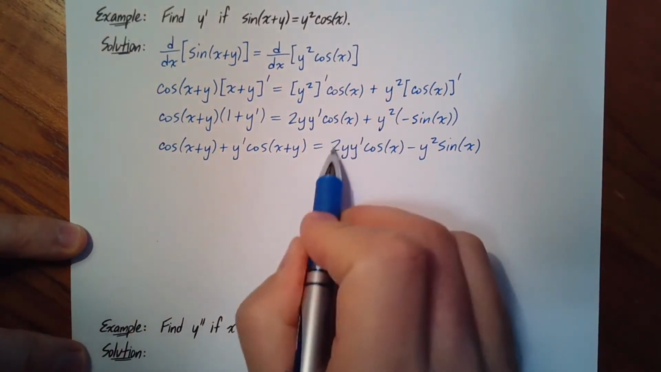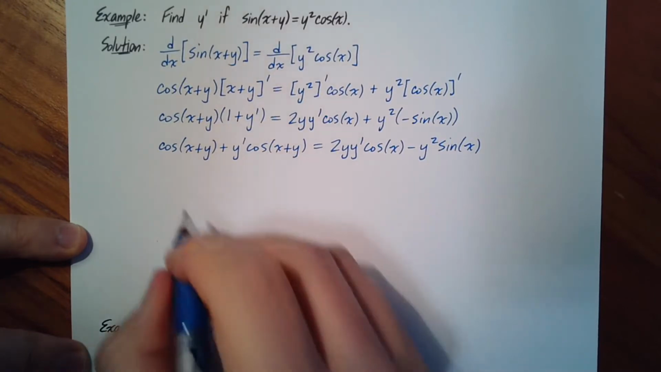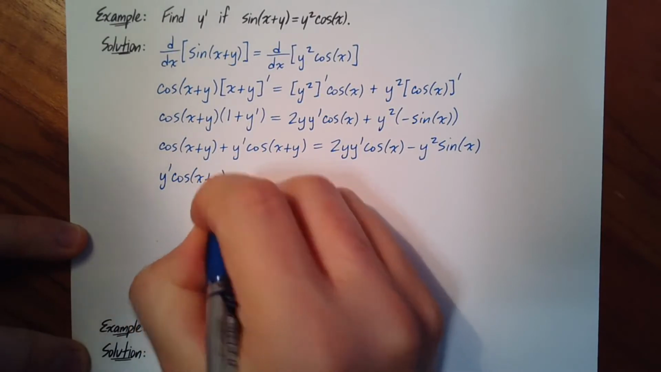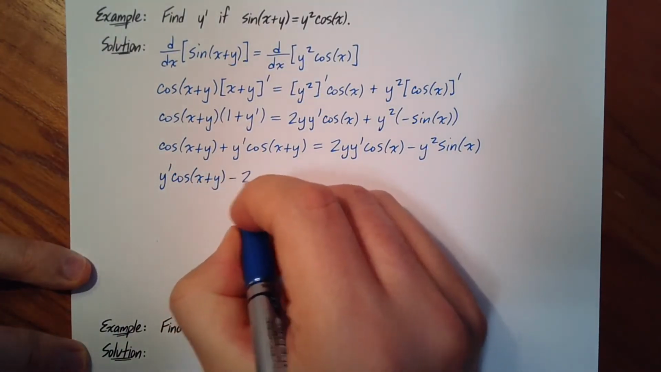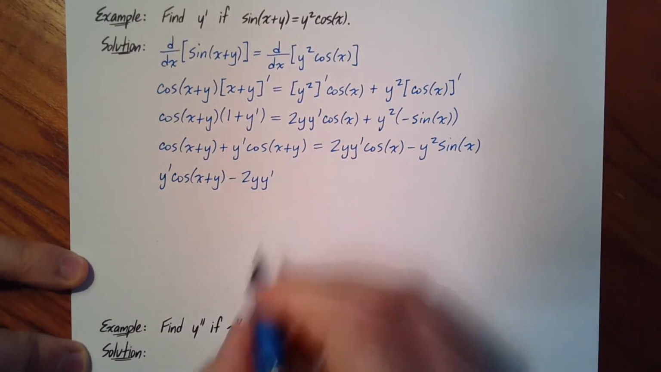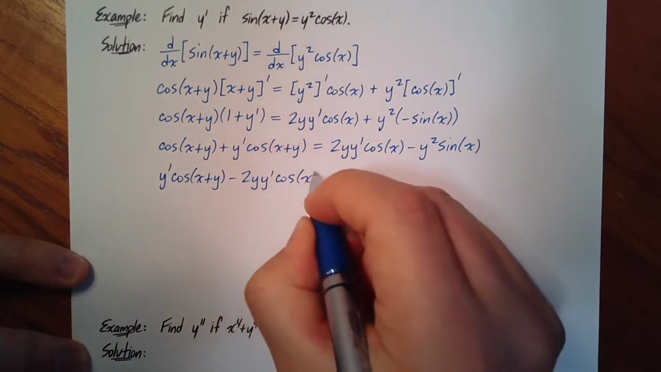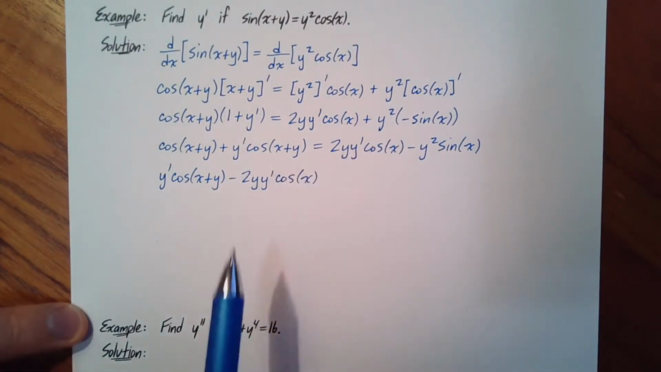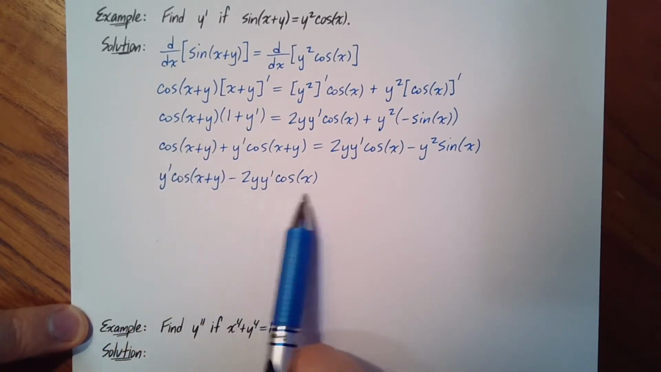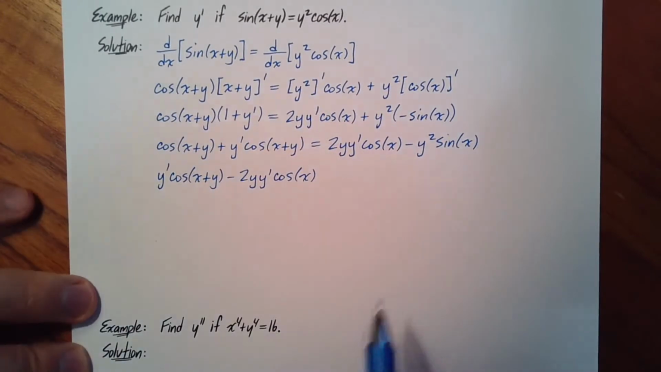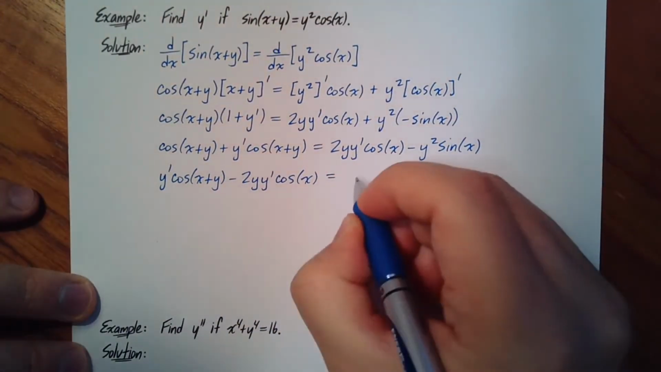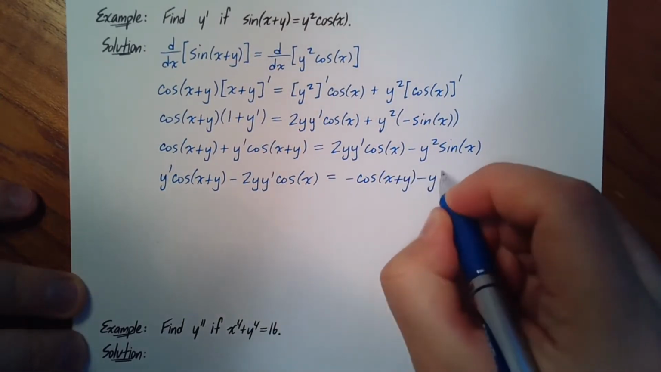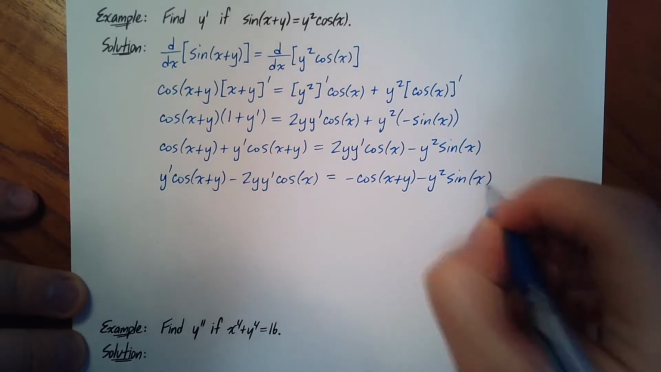So I'll subtract 2y, y prime cosine of x from both sides of the equation, and you're going to get y prime cosine of x plus y minus 2y, y prime cosine of x. So that's the left-hand side of the equation if I bring this term over to the left-hand side. But this cos of x plus y, you'll notice I didn't write it down. That's because it's going to get subtracted to the other side of the equation because it doesn't have a y prime involved. So we're going to have negative cosine of x plus y minus y squared sine of x.